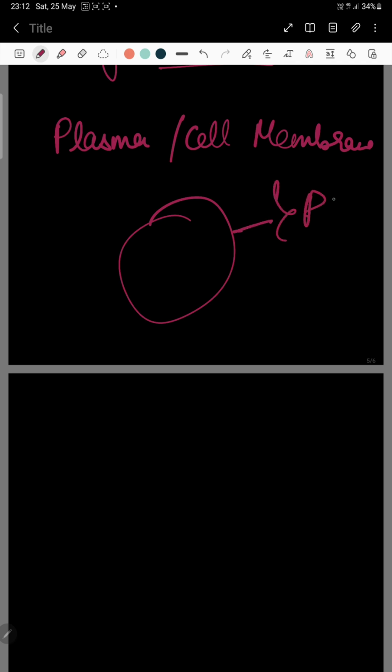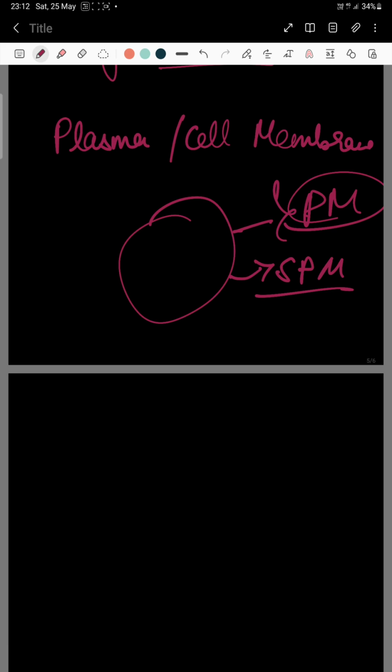So plasma or cell membrane is the outermost covering of the cell that separates the contents of the cell from its external environment, right? So the plasma membrane is the outermost covering of the cell. In an animal cell we only have a plasma membrane, whereas in a plant cell we have a cell wall. So generally it is the outermost covering.